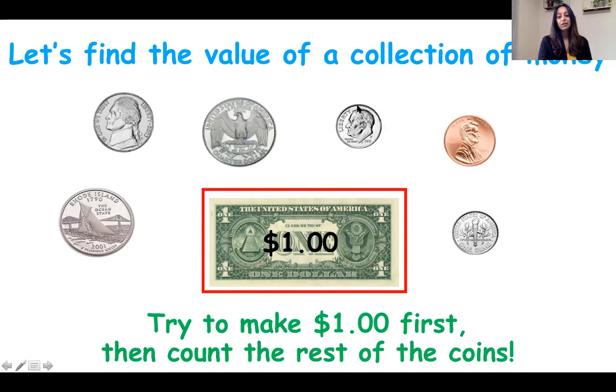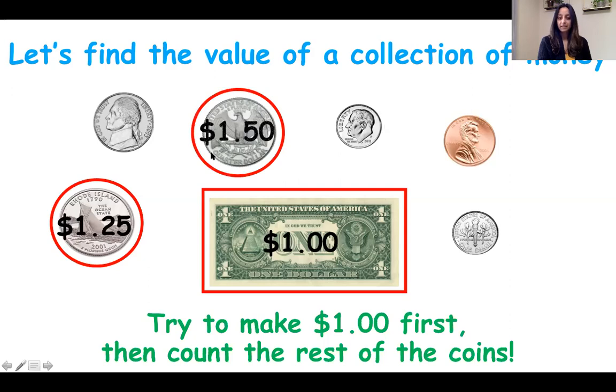Then I look at the rest of the coins and I notice I have a quarter, a nickel, a quarter, a dime, a penny, and a dime. I'm going to go with quarters next because that's the next greatest valued money. So $1, $1.25, $1.50. Great.